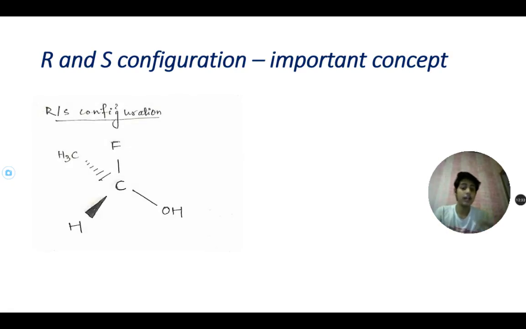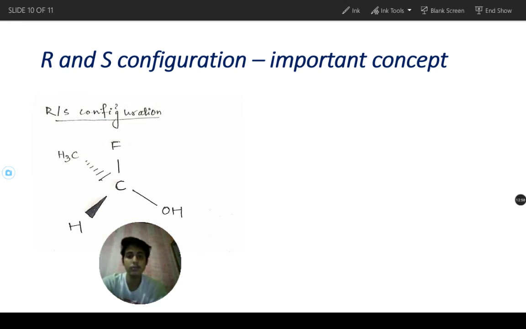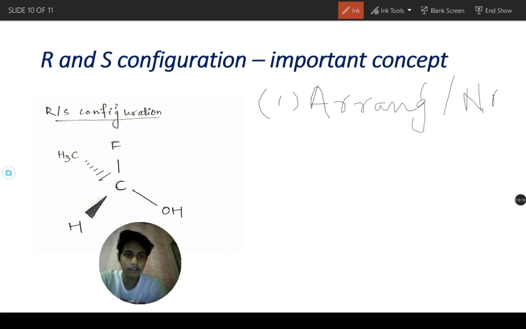Let's see next. Now just take R and S configuration. This is a very important configuration that we need to know at least before giving JEE and NEET, because it is very important in optical isomerism. Just see, there are two rules before we start what is R and S configuration. I am writing the two rules, and the first rule is that you need to arrange or number the priority order.